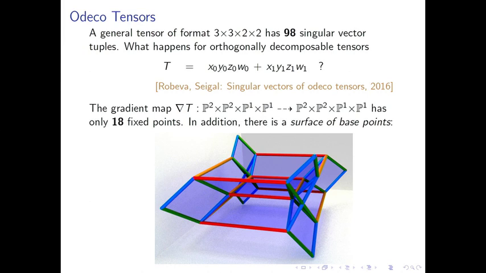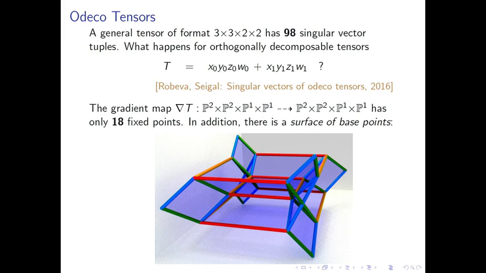Now, for eigenvectors, I mentioned that ODECO tensors exhibit the general behavior. So if you want to understand how many eigenvectors there are, you can focus on ODECO tensors. They will exhibit the general behavior. That is not so for singular vectors. For singular vectors, ODECO tensors are special. Robeva and Seigal, Elina Robeva and Anna Seigal, asked the question: what can we say about singular vectors of ODECO tensors? In which sense are they special? Well, let's look at this case.